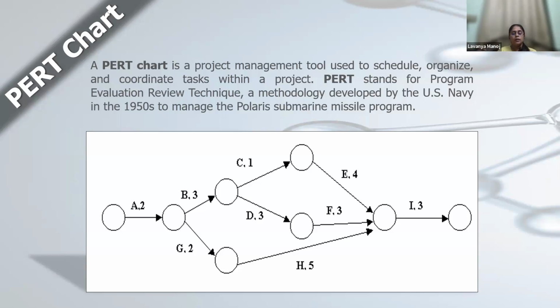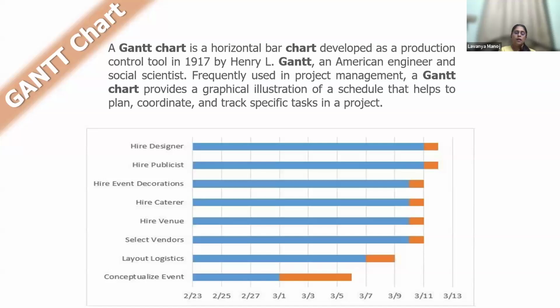And then from that point, where the workflow should go on. So what should be the end result? So that is illustrated as a flow chart or a diagram. So that is called the PERT chart. That is Program Evaluation Review Technique. And then is the Gantt chart.